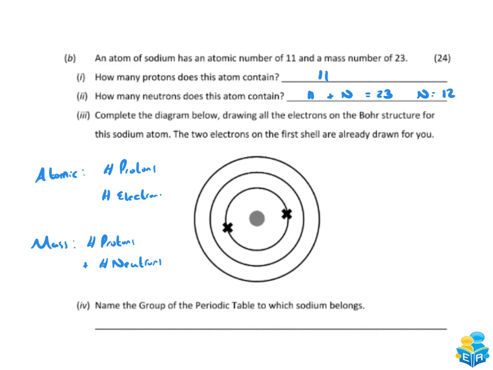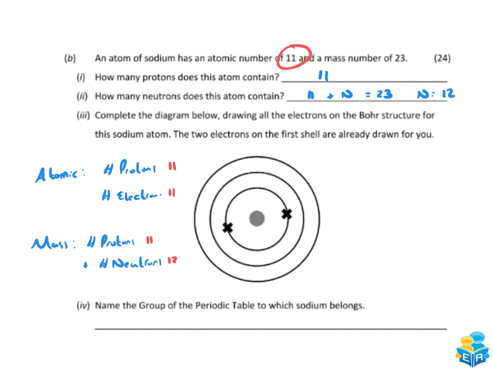Complete the diagram below, drawing all the electrons in the Bohr structure for the sodium atom. The 2 electrons on the first shell have already been drawn for you. Now we know, because of the atomic number being 11, we have to have 11 protons and 11 electrons. We also have 11 protons down here plus the 12 neutrons to give us the total of 23. So we don't actually have to label the nucleus here, it's just the electrons that we're worried about. We already have 2.